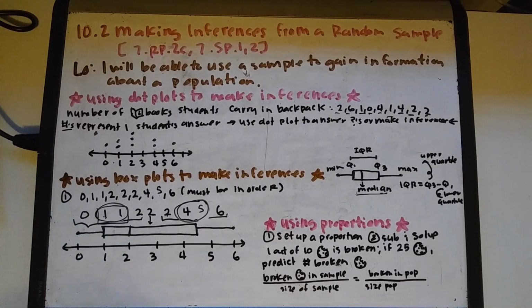So again, let me ask you a question. Let's say this is number of siblings. So what is the minimum number of siblings that this sample has? What is the maximum number of siblings? What is your IQR? Your interquartile range. What is the median? Okay, and let me go over this a little bit.